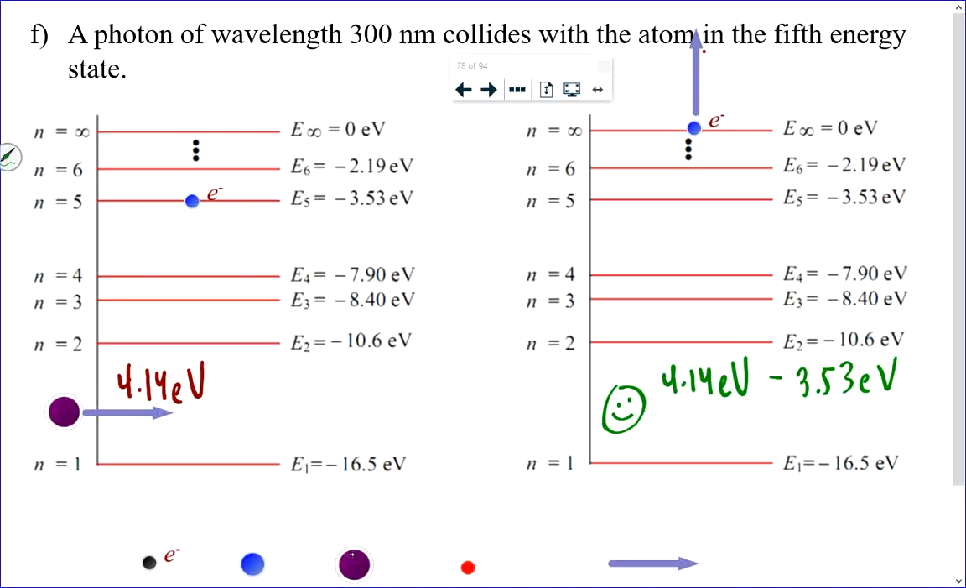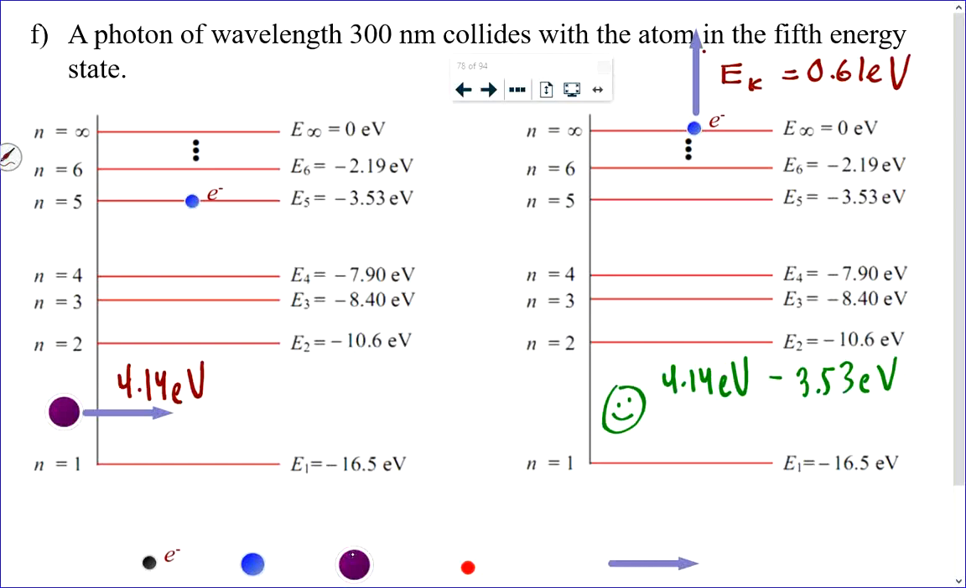0.61. So it will have a kinetic energy of 0.61 eV. What are we talking about here? This is a photoelectric effect.